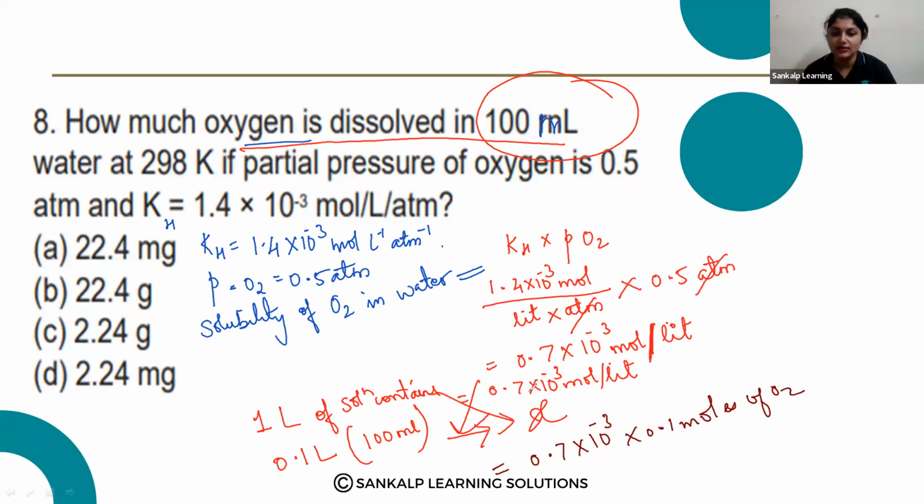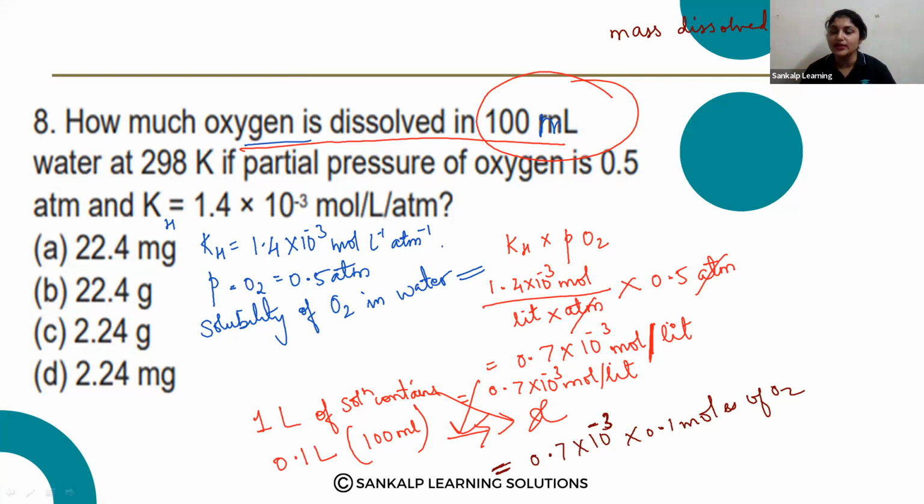Don't substitute yet. So this is what you are getting for 100 ml. Now further, we have to calculate the mass dissolved. So how much mass is dissolved? Mass dissolved is equal to number of moles into molecular mass. So how much oxygen is dissolved in 100 ml?